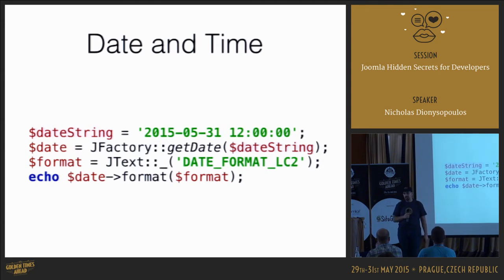If you are manipulating date and time, most likely you're using PHP's date method, which only provides you some basic formatting and is not time zone aware. Instead, you can go through JDate, also through JFactory, JFactory::getDate and your date string. And this returns you an object that is aware of the time zone that this time was set, the time zone of your client, and you can very easily format it using Joomla's standard format.